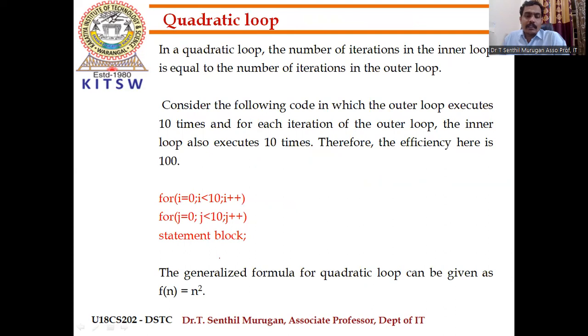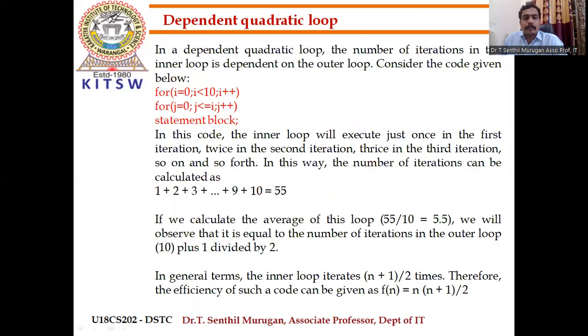Next one is quadratic. What is quadratic? Quadratic means the number of iterations in the inner and outer loops are the same. Inner loop and outer loop are equal, so that is a quadratic loop. How much time will it execute? 10 into 10, so totally 100 times. 100 means 10 squared, where 10 means n, the number of inputs you are given. So n squared is the time complexity for a quadratic loop.